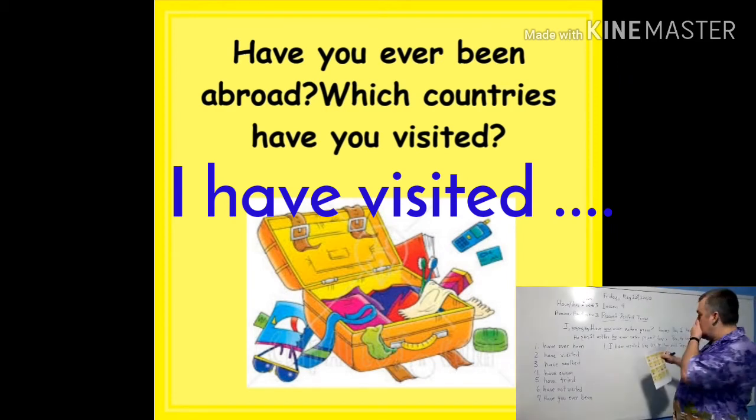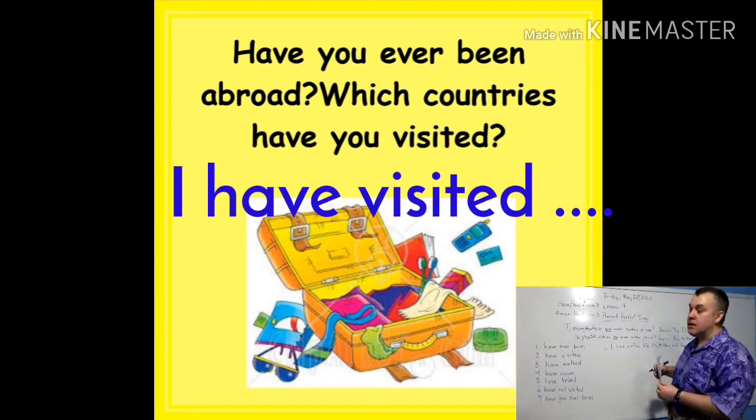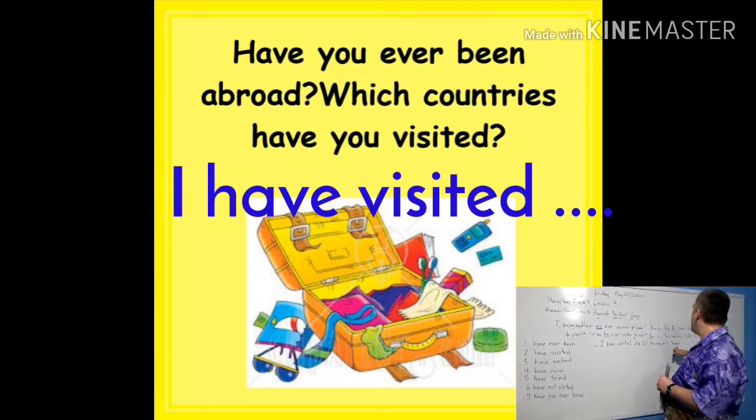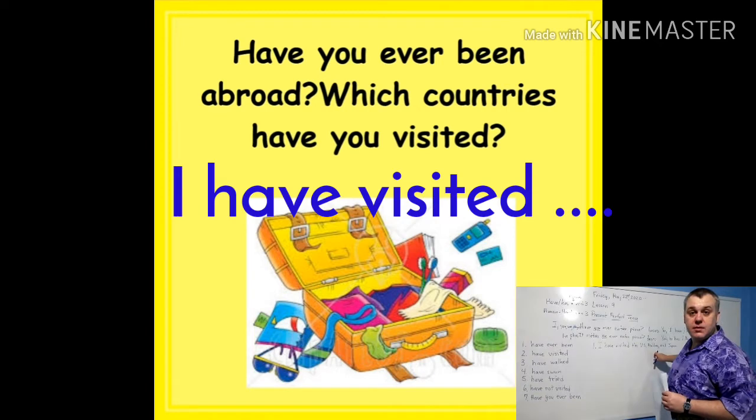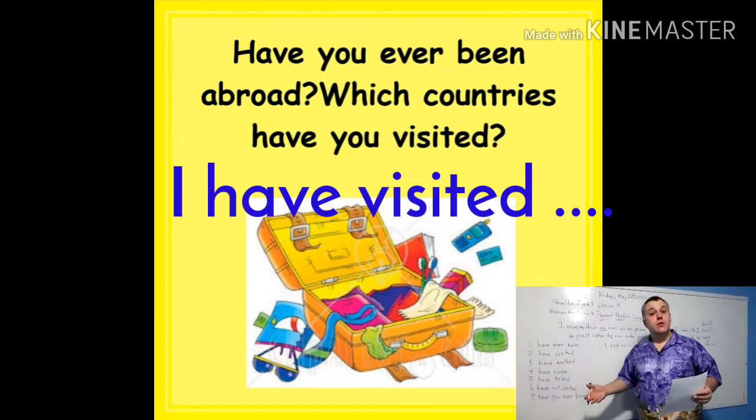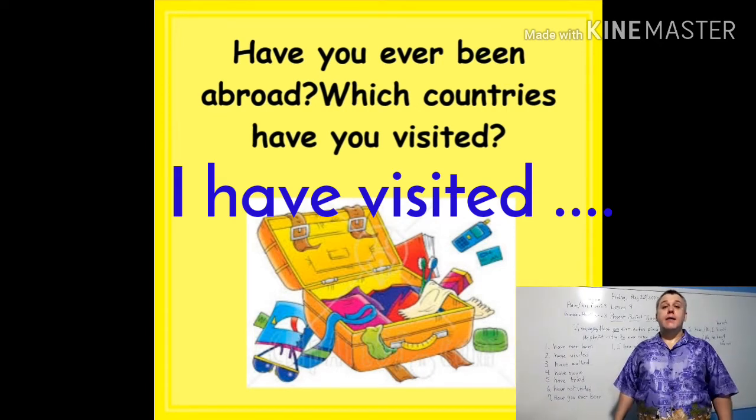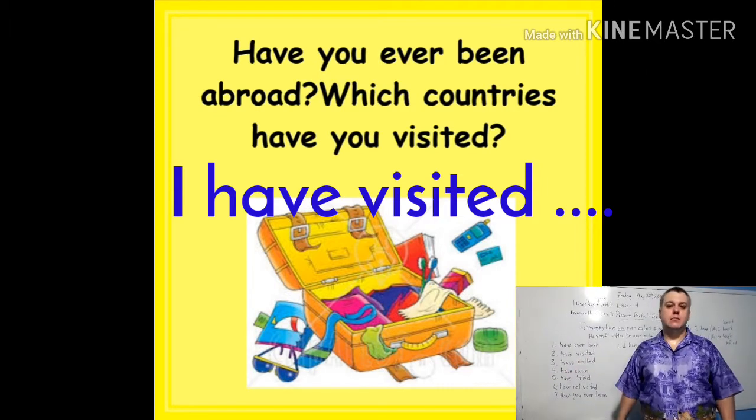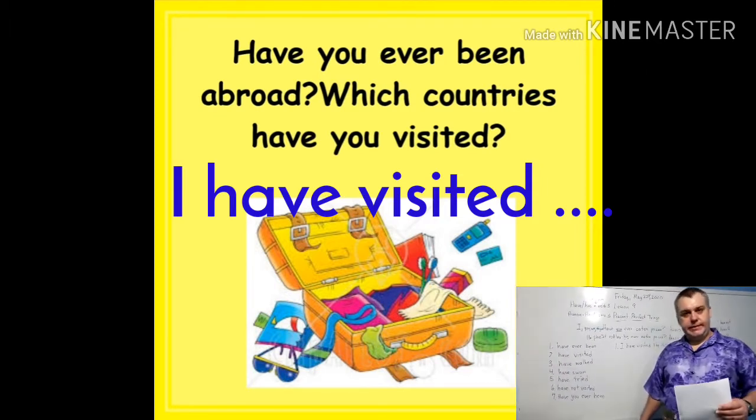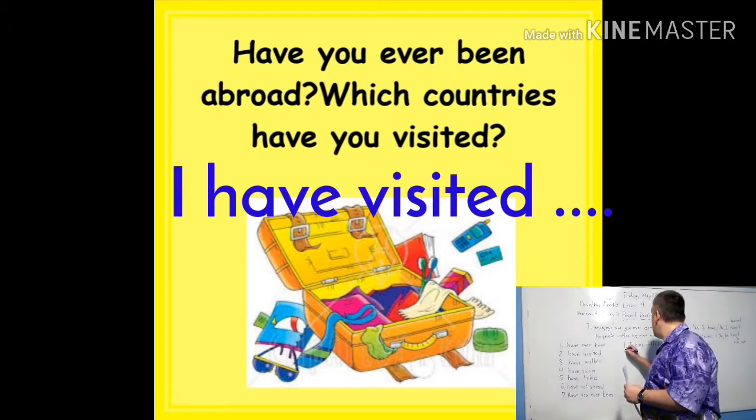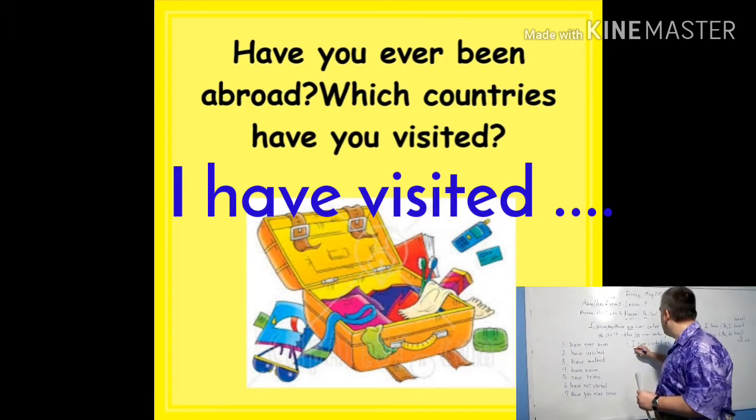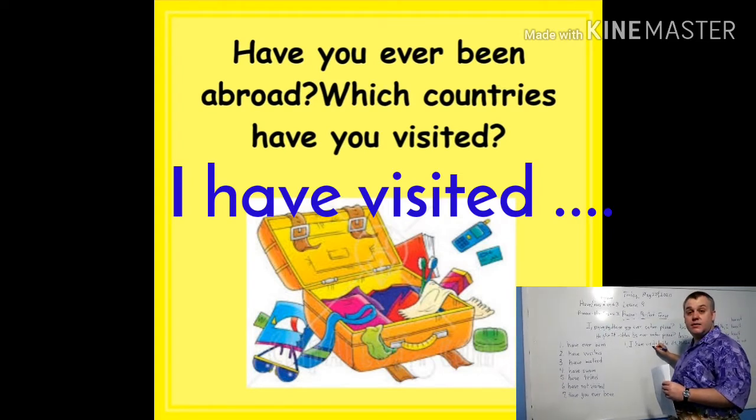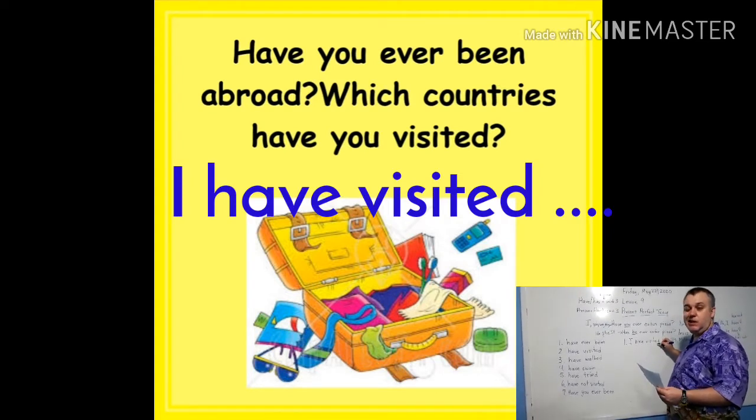Okay, so you write the countries you have visited. I have visited, and then write the countries. All right? That's all you have to do. I have visited Japan. Ta-da. Okay? That's not difficult, is it? All right? We're using the pronoun, have, verb 3. This is a regular verb, so just ed.